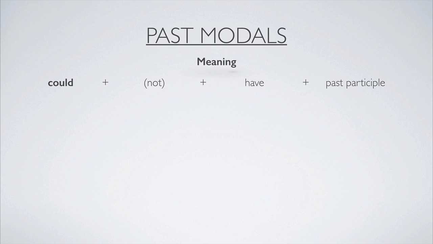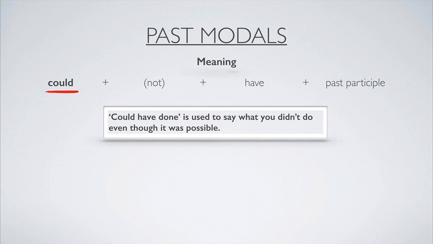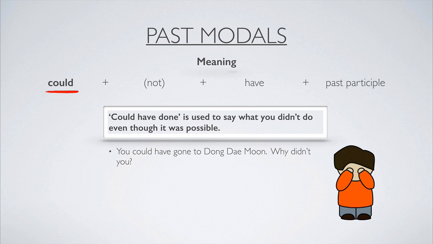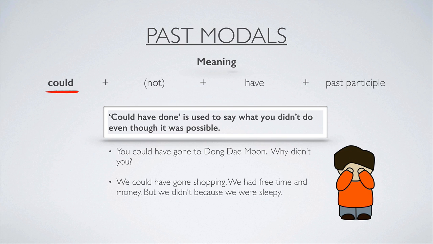Now it's time to focus on the meaning of the verb could. When you're using it to talk about the past, could have done is used to say what you didn't do even though it was possible. For example, you could have gone to Dongdaemun. Why didn't you? We could have gone shopping. We had free time and money, but we didn't because we were sleepy. We could have gone to the village. Unfortunately, we spent too much time in the cafe.